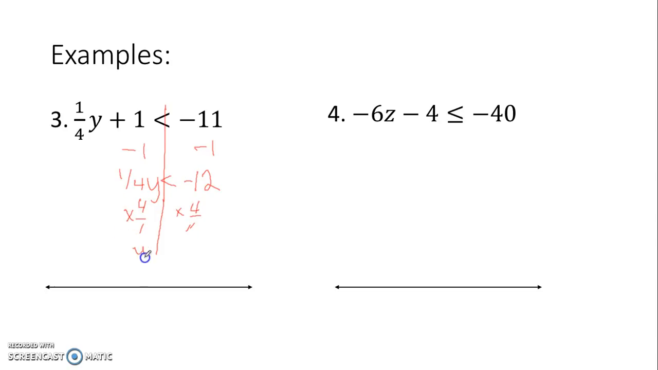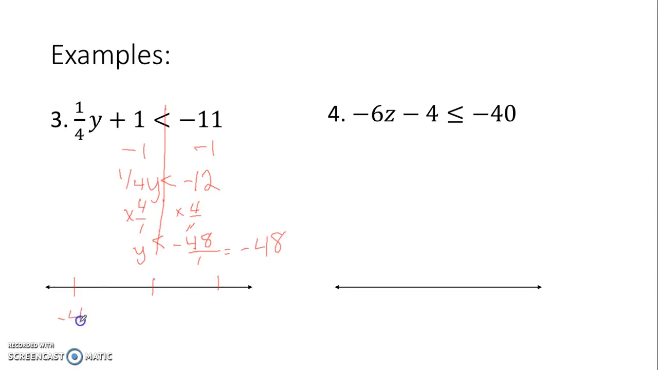So that leaves us with y. Bring that right down because that's not a negative. So y is less than, so now we have negative 12 times 4 over 1. So negative 12 times positive 4 is negative 48 over 1, which is just negative 48. Let's graph it.